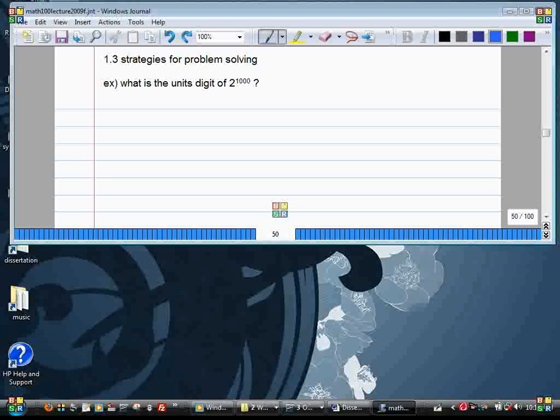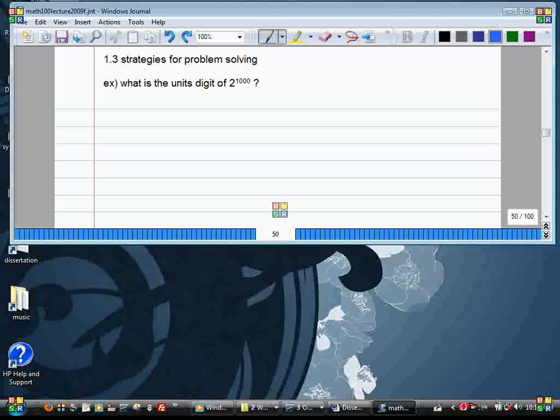Now, what is the ones digit of 2 to the 1000? Okay, and why do you say that? So the last digit becomes 0 when you do what? When you multiply by 1000. Is that what we're doing? No. 2 to the 1000 power means what? 2 times 2 times 2 times 2, and so on.